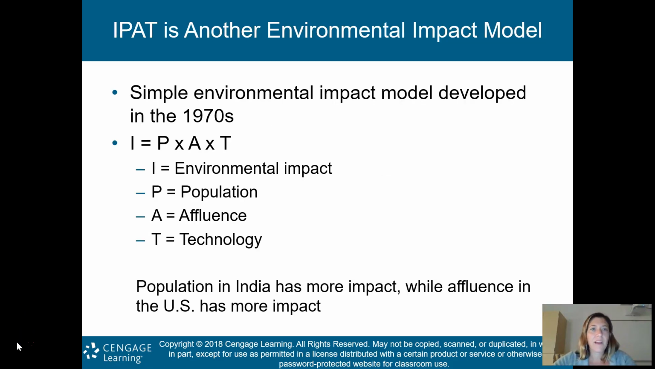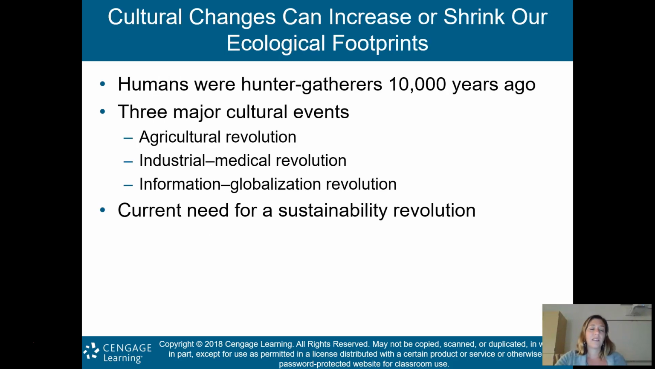All right, I know the video is getting long, so I just want to wrap up with these next two slides. And actually, this equation is called the IPAT equation, and we'll talk about this in class and look at some examples. Basically, it is just another way of thinking about ecological footprint, but with more solid numbers as a mathematical equation or a model. So we'll talk about that in class. Right, so this is the last slide I'm going to cover in this lecture. And it's just talking about how cultural changes in society can either increase or decrease our ecological footprints.